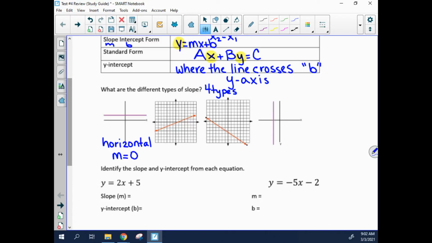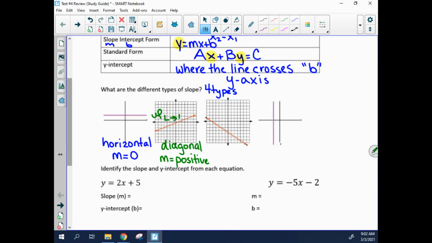Our next one, you're going to notice, is a diagonal line. When it's a diagonal line, that means that our equation is going to have x and y in it. But in this case, they're just asking us what kind of slope this is. It goes up from left to right. So it's going to be a positive slope. And remember that this one goes up, left to right.